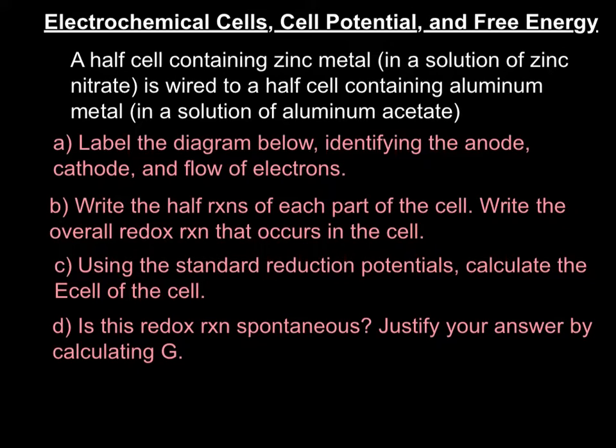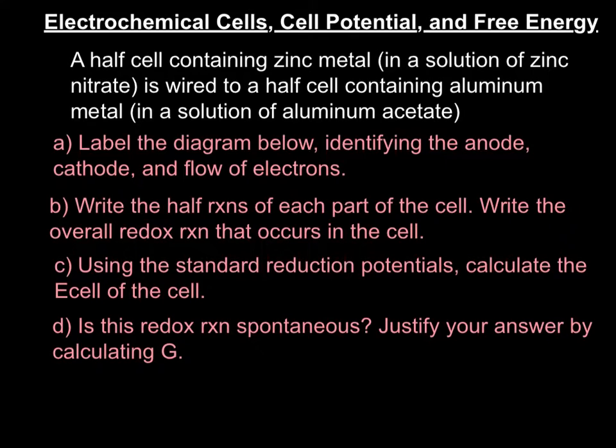A. Label the diagram below on the next slide, identifying the anode, cathode, and flow of electrons. B. Write the half reactions of each part of the cell. Write the overall redox reaction that occurs in the cell. C. Using the standard reduction potentials, calculate the E naught cell of the cell. D. Is this redox reaction spontaneous? Justify your answer by calculating delta G.